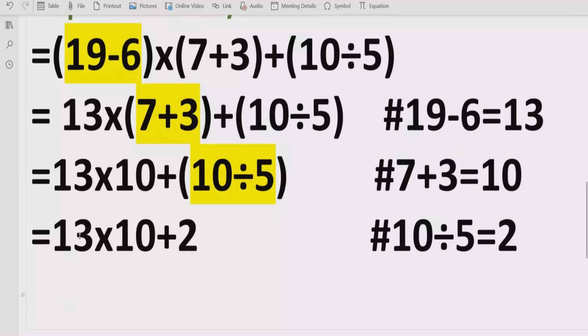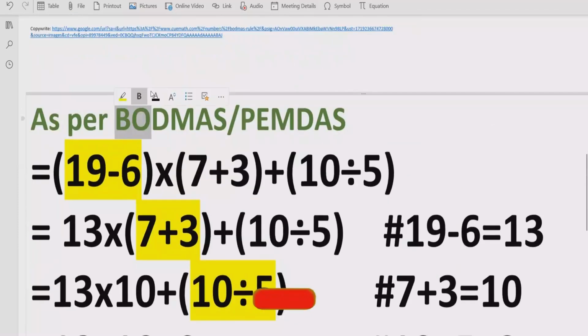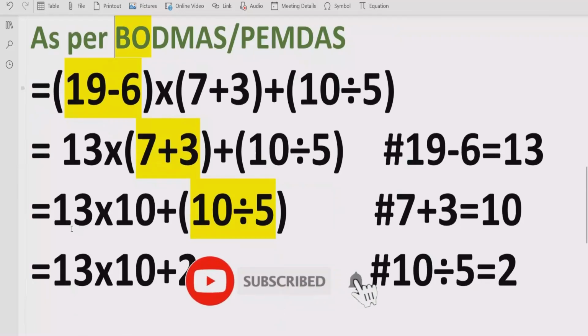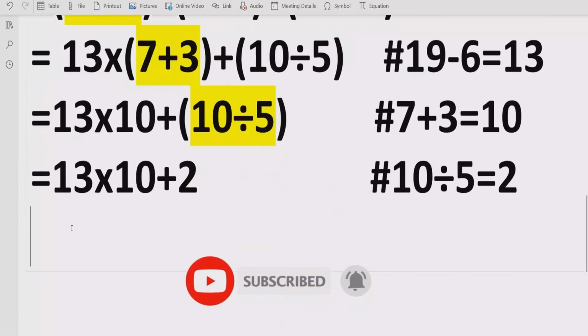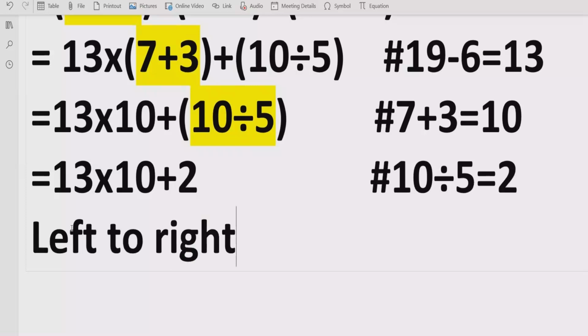So now we have completed all brackets and we have solved all brackets. Now step number 2, we have to see the exponent part. In our expression, we do not have any exponent part, so we will skip this step. Now we will go to step number 3 and find out multiplication and division. When we go left to right, we have this multiplication. So now we will solve this one.